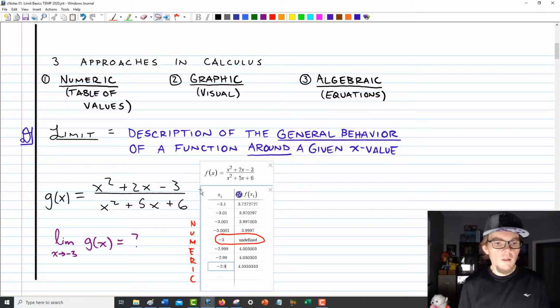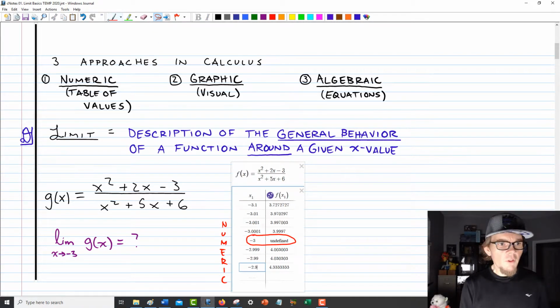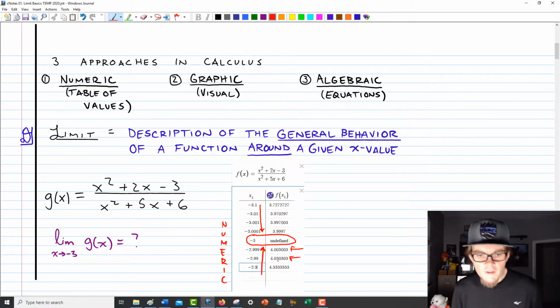But take a look a little bit closer. Stick with me really fast here. Let me move it over a little bit. Look at the trend. As our x values get closer and closer to -3 in both directions, look at those y values. What I notice is on the right side it's going 4.03, 4.003, then it's undefined. And from the other direction, we've got numbers like 3.997 and 3.9997. What it looks like is that this information is implying that our limit as we approach -3 is equal to 4.